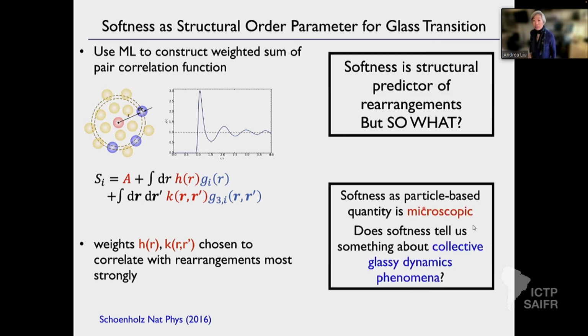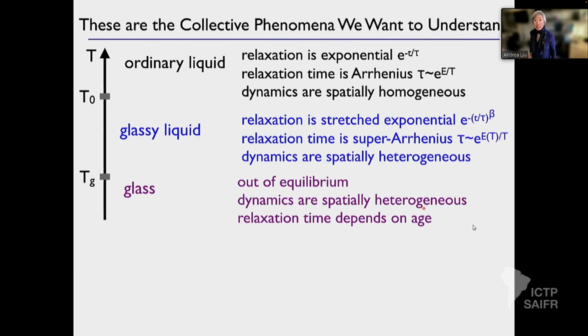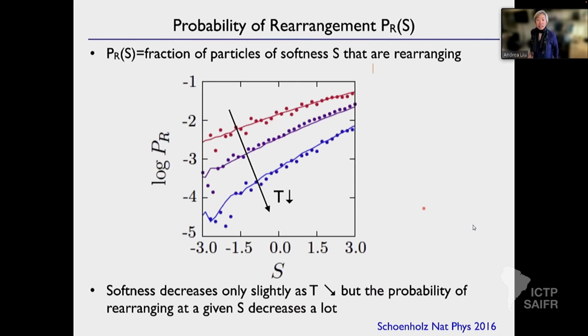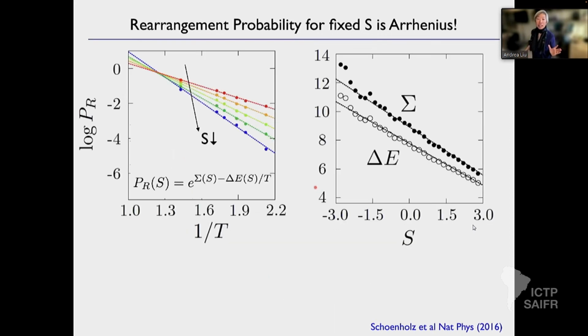So now, what can we say about glassy dynamics? And remember, this is what we want to understand. We want to understand this change at the onset temperature, and how you get stretched exponential, super-Arrhenius, spatially heterogeneous dynamics. All right, so you remember I showed you this plot of the probability of rearranging, and it gets steeper as I lower the temperature. I'm going to show you the same data, but now plotted in a different way.